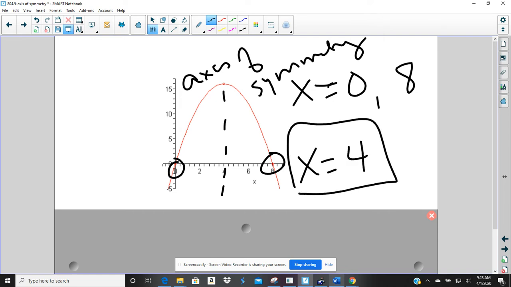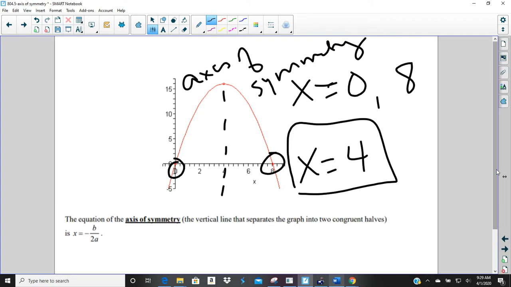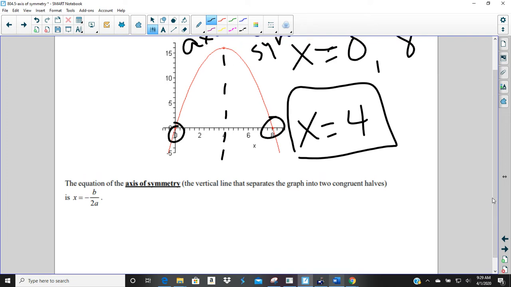Now that's all fine when we have a graph, but many times we don't have a graph. Today's lesson is going to be super quick and easy, and it is using the axis of symmetry formula to find the axis of symmetry equation and then to use that to find the vertex. So that's what we're going to be doing today. The equation of an axis of symmetry, the vertical line that separates the graph into two congruent halves, making it symmetrical, is x equals negative b over 2a. So write that down, and we'll move on to an example.